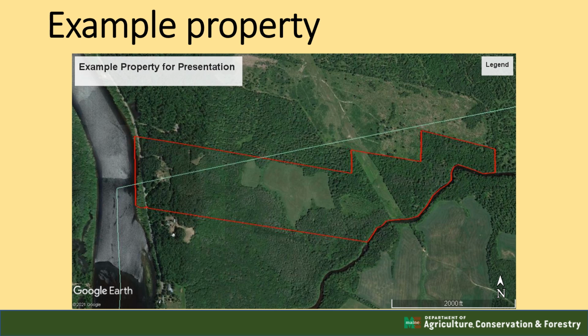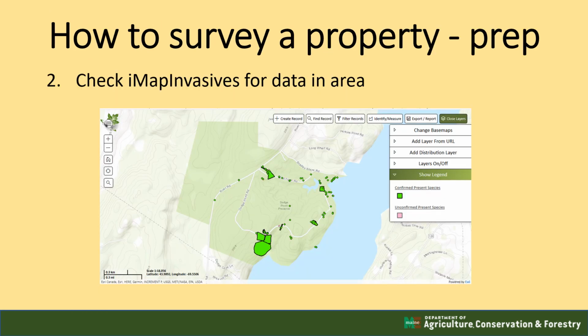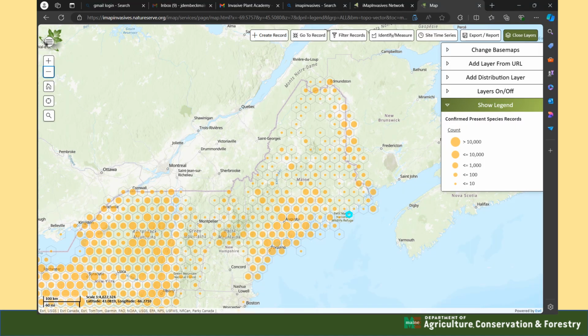Throughout this presentation, I'm going to use an example property outlined here in red to assist us in talking about how we prepare for the survey in the office and when we actually perform it in the field. One of the first databases you want to look at is logging into IMAP Invasives to determine if there's any invasive plant data around the area you're going to survey.